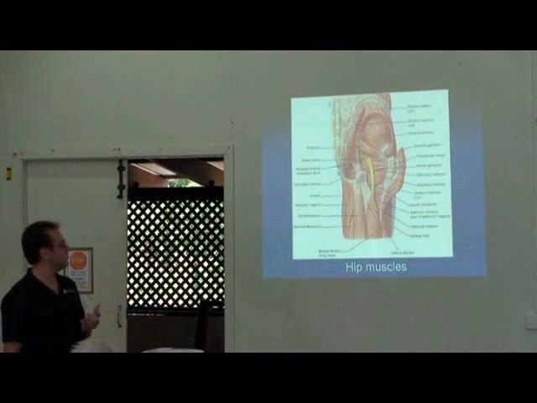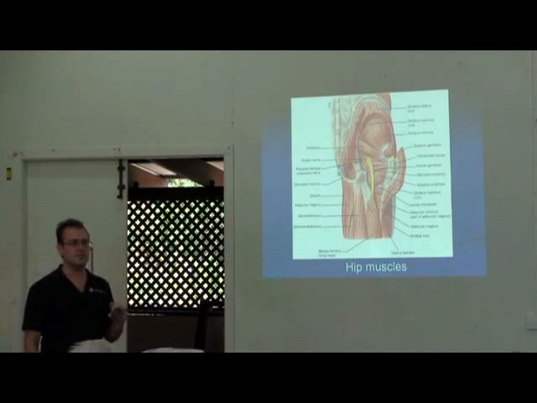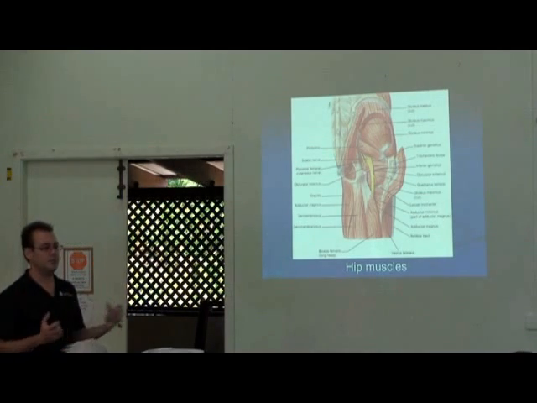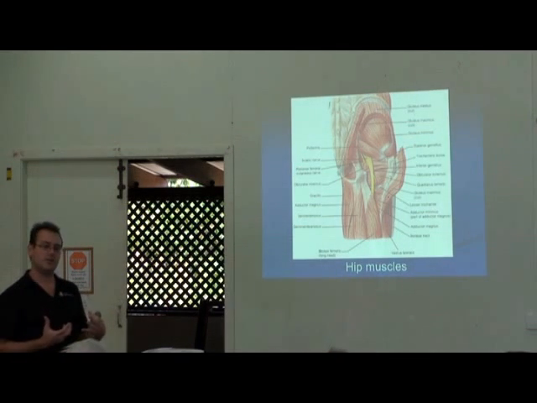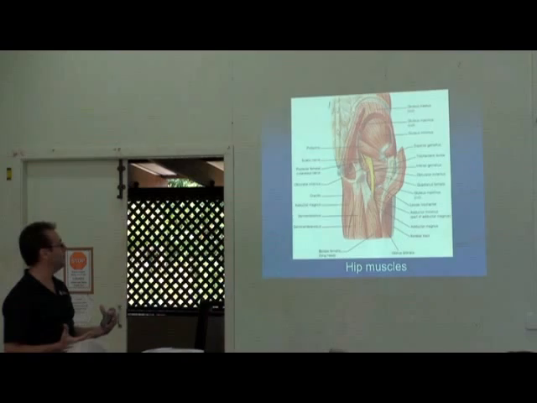This is the sort of area that we tend to interface with. So we're looking at muscular control, how people move the joints. And the reason I put this picture and the next picture up is just to show you how many muscles are around the hip. Our bodies are amazingly complex.